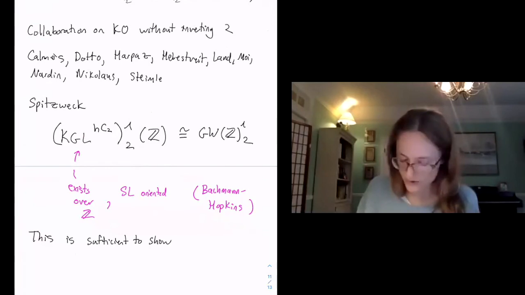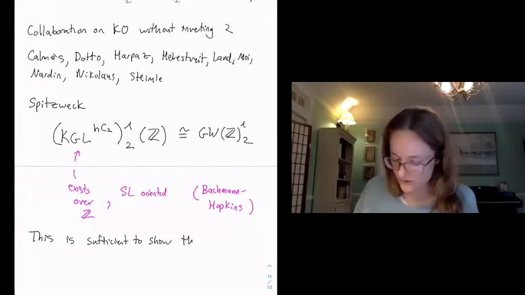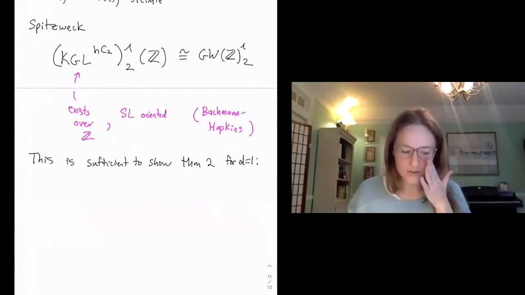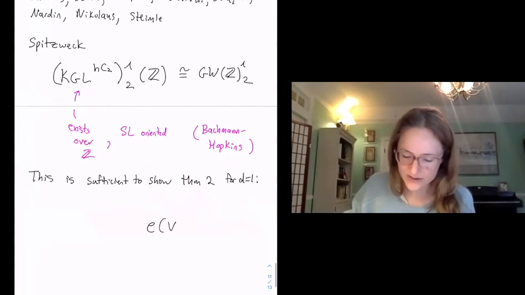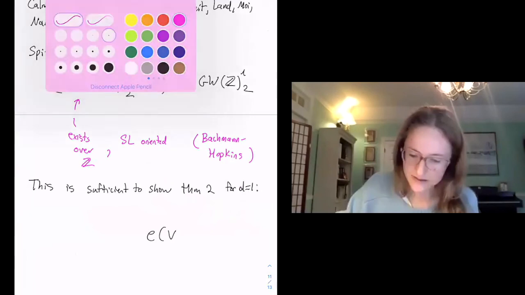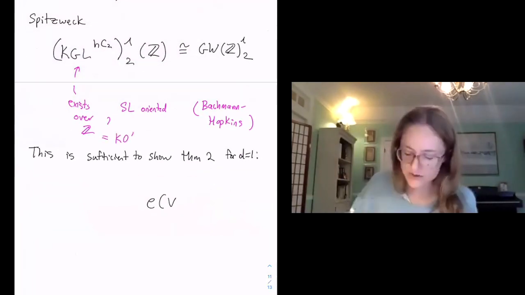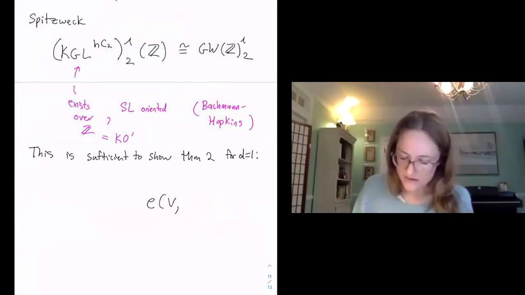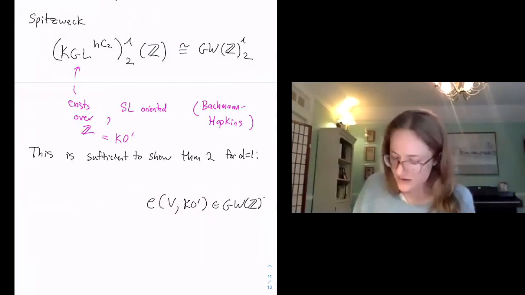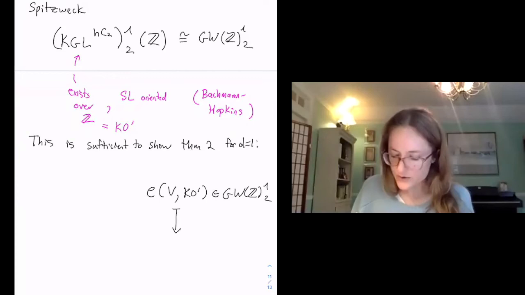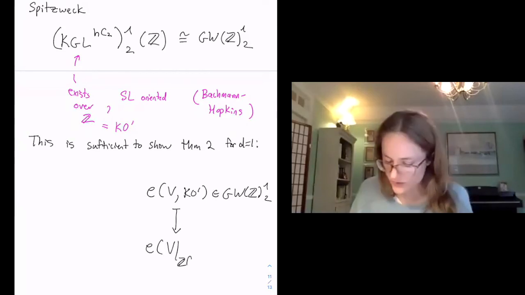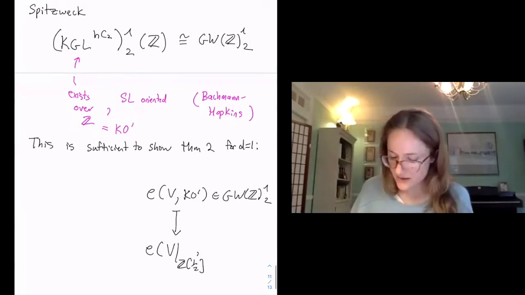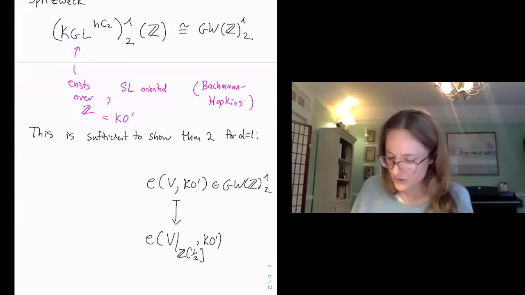To show the integrality result, Theorem 2, for d equals 1, if we let this gadget be KO prime, then the Euler number with respect to KO prime is here, and there is enough functoriality so that if we pull back to Z adjoining 1/2, it'll map to the corresponding number.